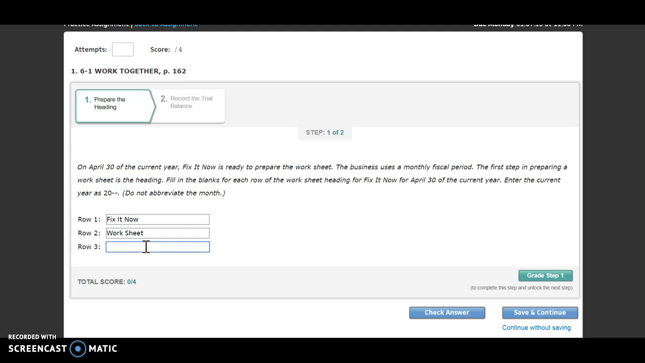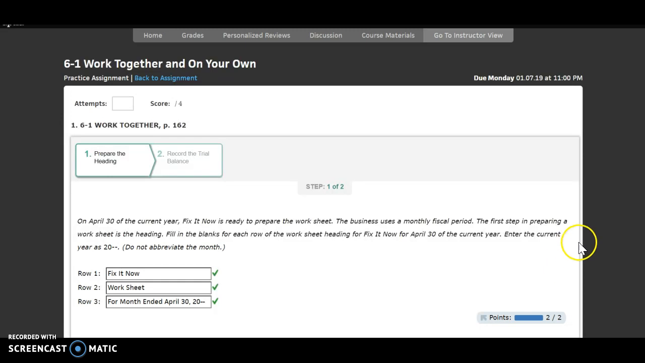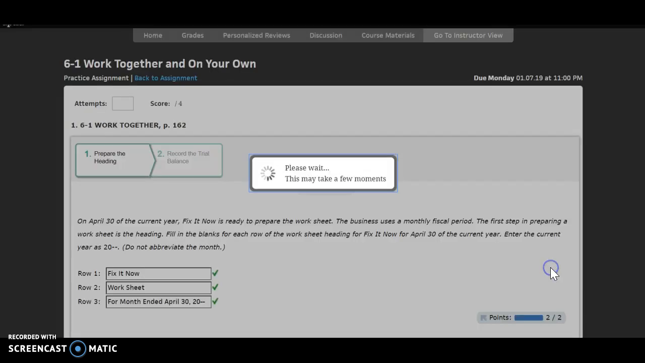And the third one is the when, and so we need to put our date. So here it says April 30th. So remember, we're going to say 4-month ended April 30th, 20 -- Grade step 1. Next step.